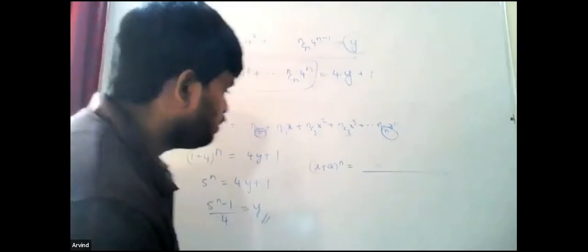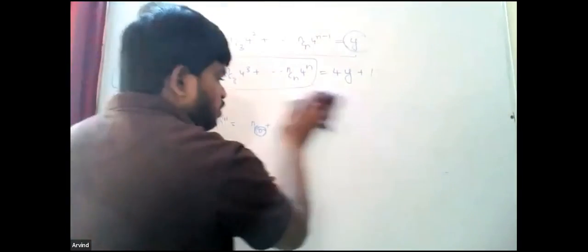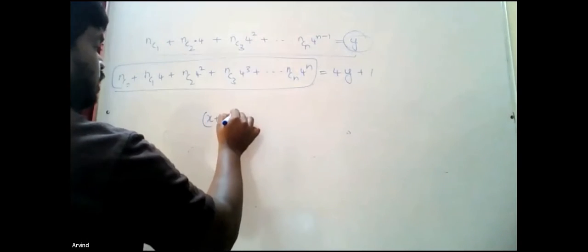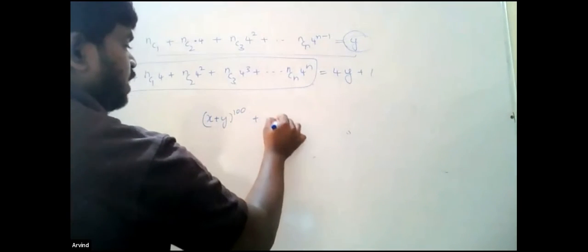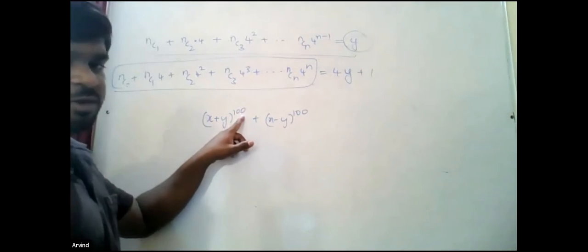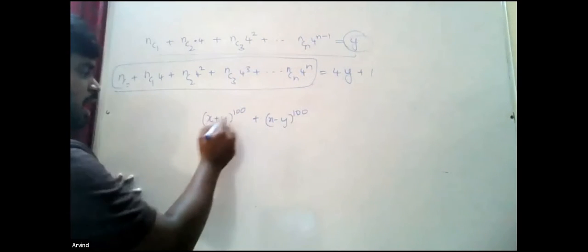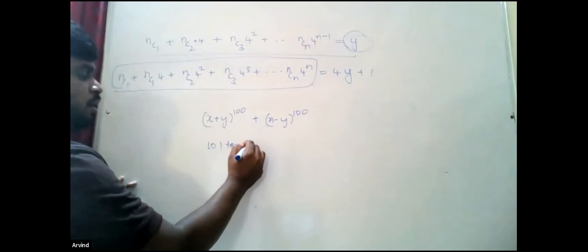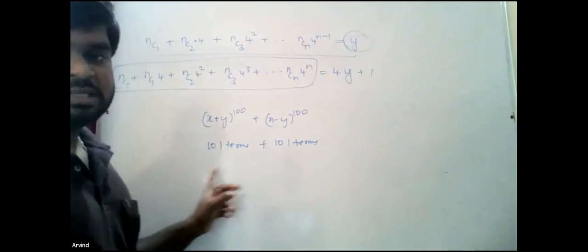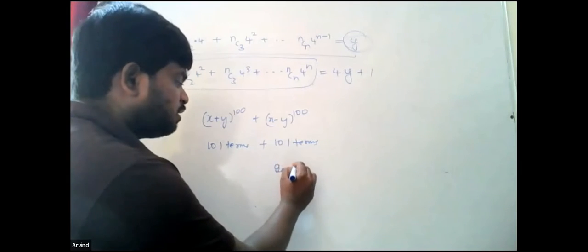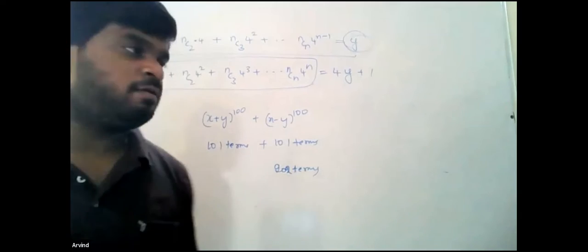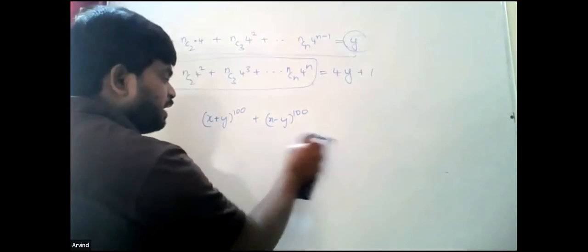That means, in x plus y whole to the power 100 and x minus y whole to the power 100, how many terms in total will there be? We know here it is 1 more than the value of n. So this has 101 terms and this has 101 terms. But does that mean that totally adding, we write 201 terms, or 202 terms? No. Why? Because certain terms will get cancelled.